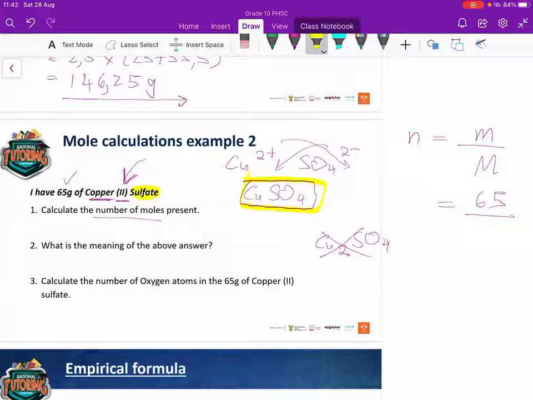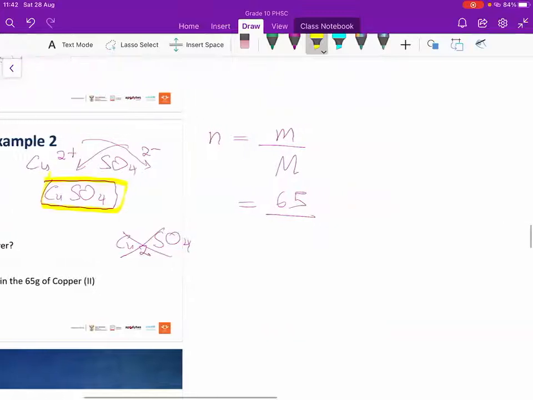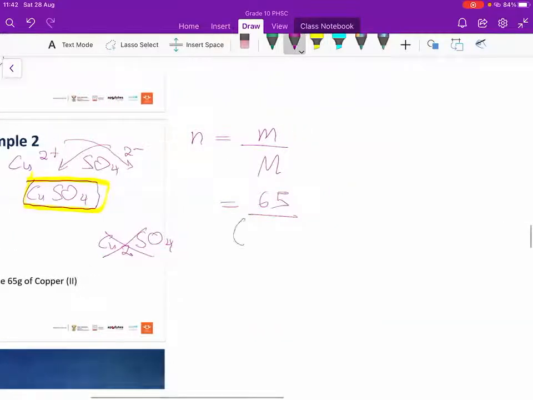So copper is 63.5, sulfur is plus 32. Let me put it there. I won't keep referring to the periodic table, just so that we have enough time to get through the nitty-gritty stuff. And then there's 4 oxygens. Oxygen is 16.